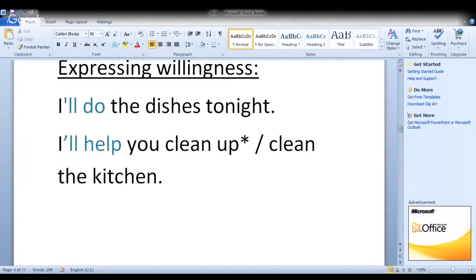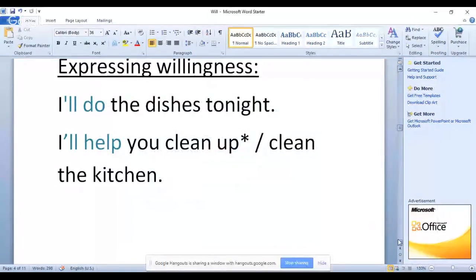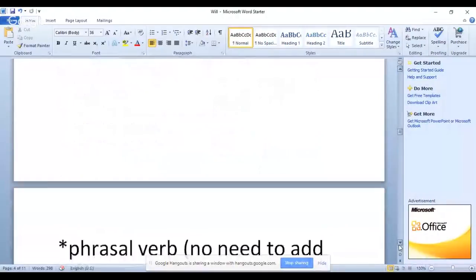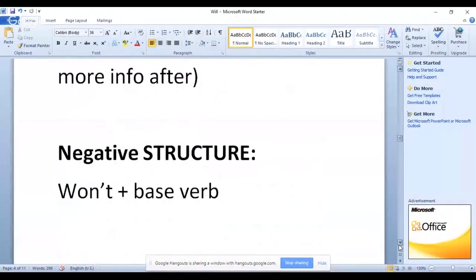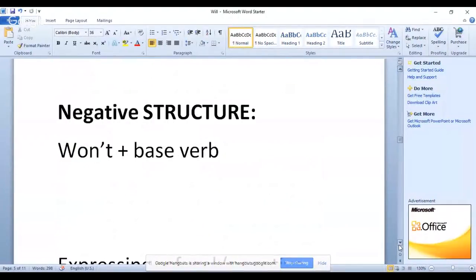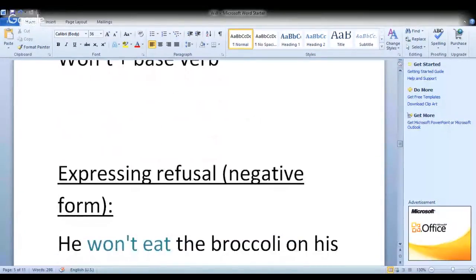No, it's fine. All right. So very good. Moving down. Sometimes we're going to use the negative structure, which is won't plus the base verb. So basically the same as will plus the base verb, but we're using won't because won't is the negative of will.